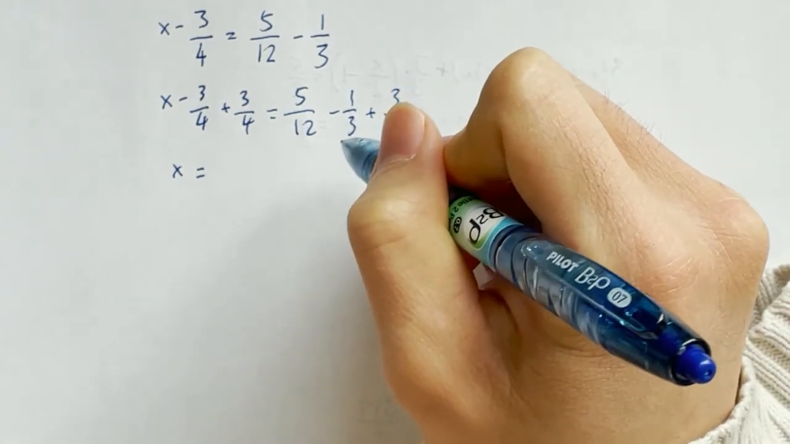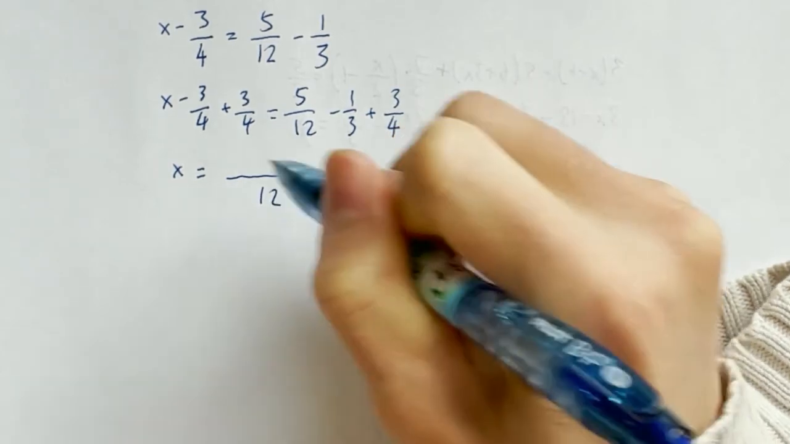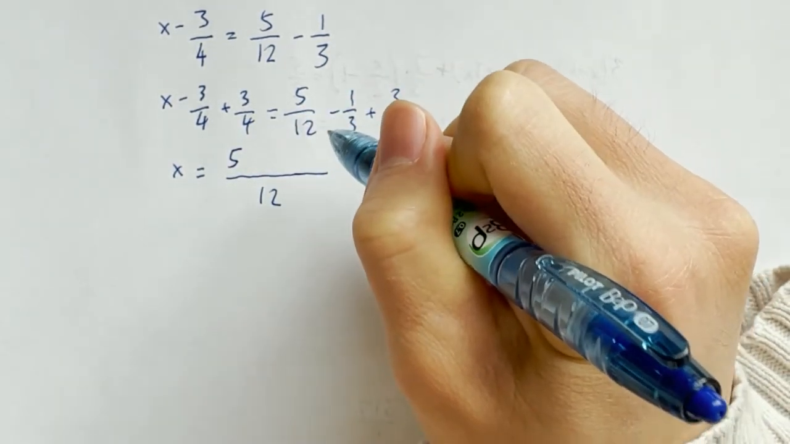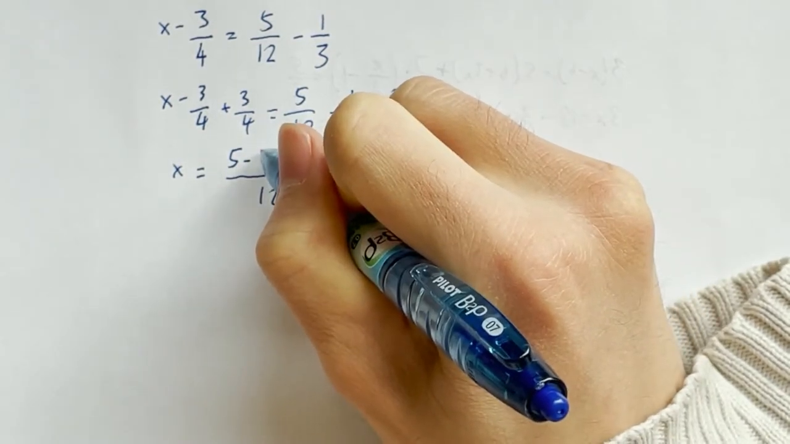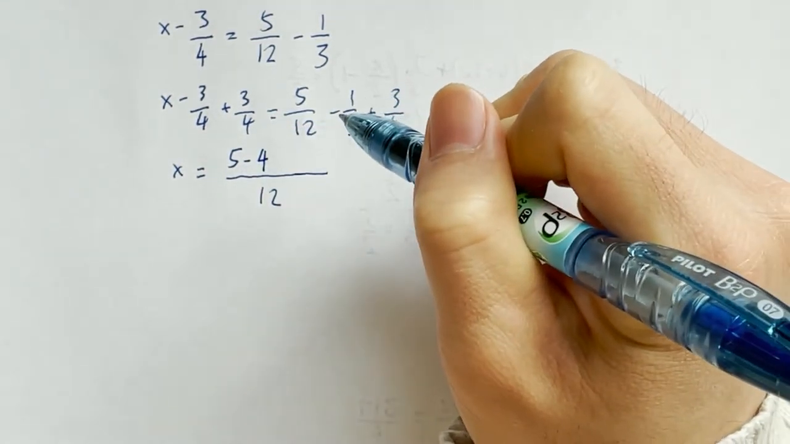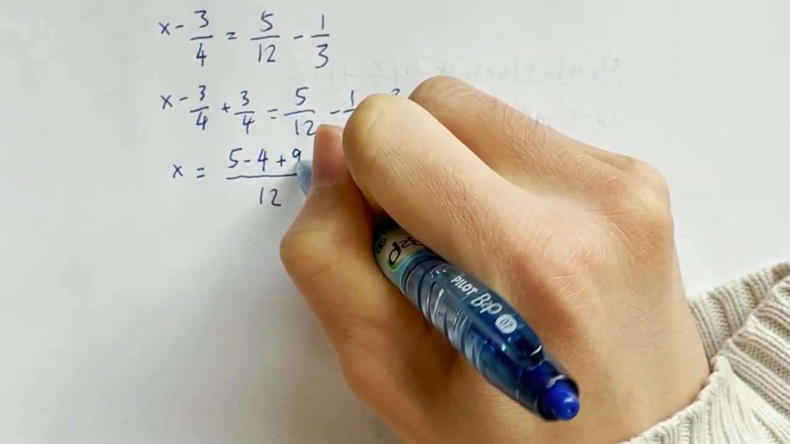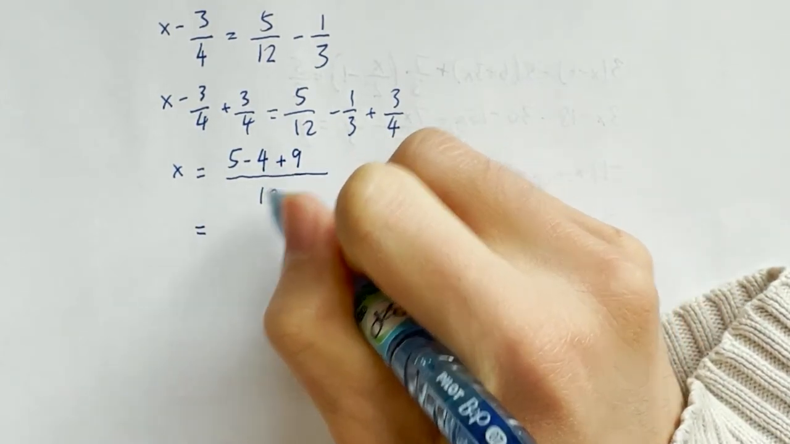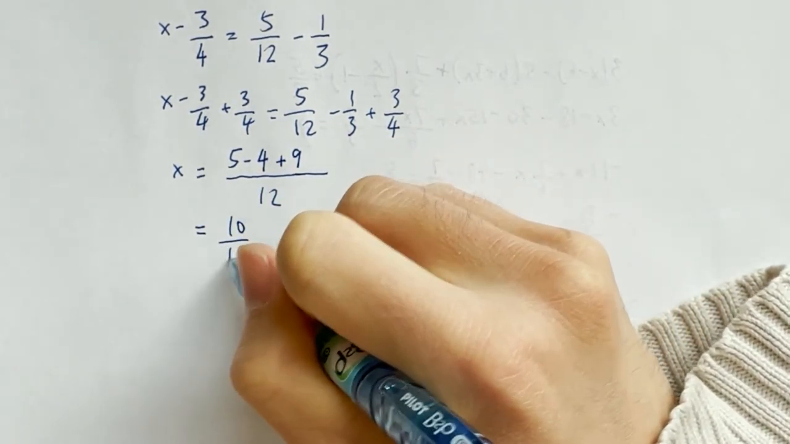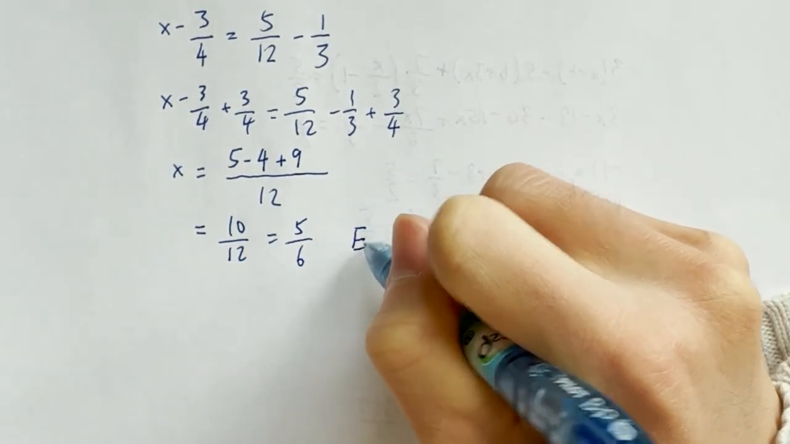So I will first bring them to a common denominator of 12. So 5/12 is 5. Minus 1/3, to bring it to 12, I have minus 4. And then 3/4, to bring it to 12, I have plus 9. And this will equal 5 minus 4 plus 9, which is 10 over 12, which can reduce to 5 over 6. So the answer is E.